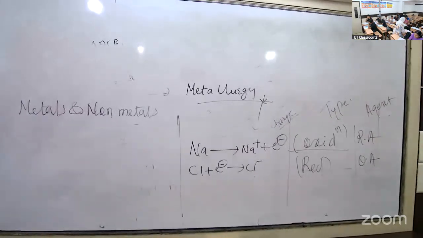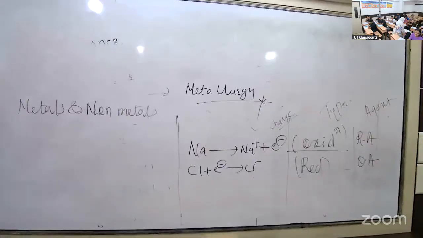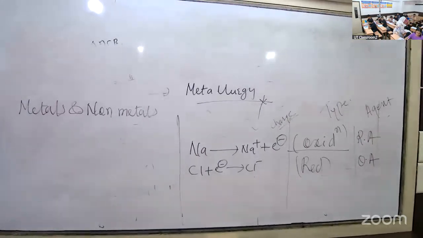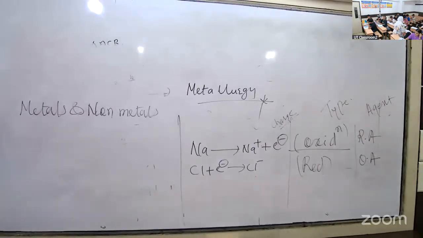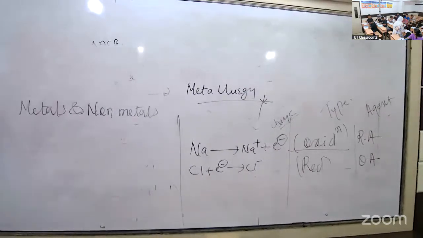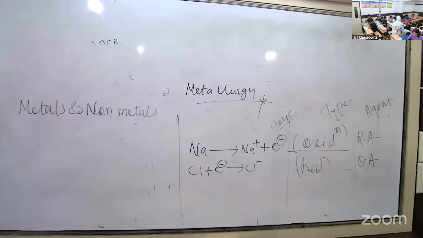Then the next one is the activity series of metals. This series is very, very important. It is on page number 145. What happened? Okay, write down activity series of metals.